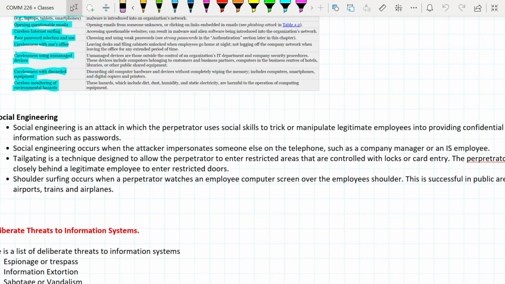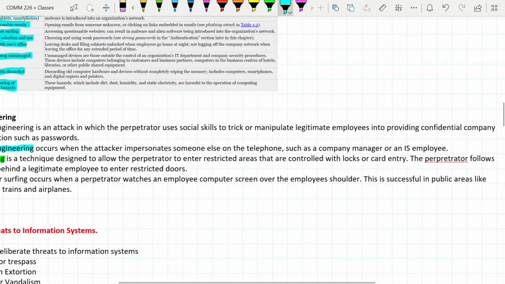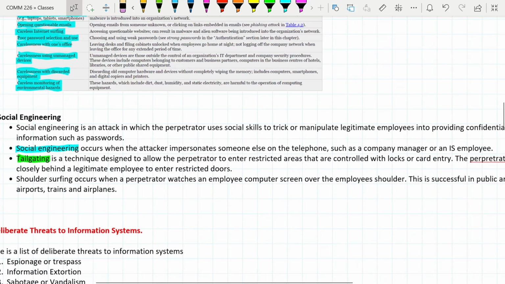So let me highlight. Tailgating is one of them. Social engineering is another way. And then shoulder surfing occurs when a perpetrator watches an employee's computer screen over the employee's shoulder. This is successful in public areas like airports, trains, and airplanes. So what they're doing is they're just looking at the person typing in their password, or anything that the person is doing that's conveying information for the person to see. So that's called shoulder surfing.